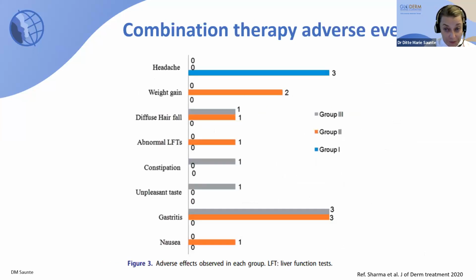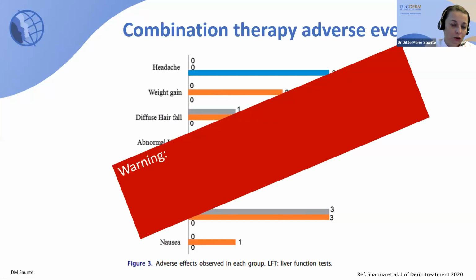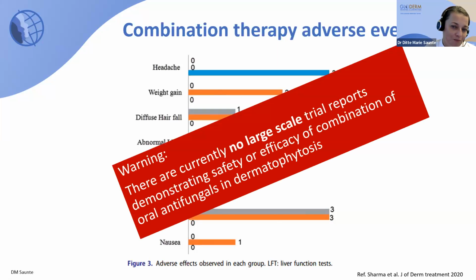What I would be a bit worried about is adverse events, the side effects in these patients, and this is what they have recorded. In group 1, which was terbinafine alone, headache was the main one. Then we have group 2, which was itraconazole, and group 3, which was the combination. But there's not really a big difference between these groups. I just want to warn you that there are no large-scale trials reporting on the safety and efficacy of these combinations, but it looks like the side effects of this combination are nearly the same as what you get from the individual antifungals.